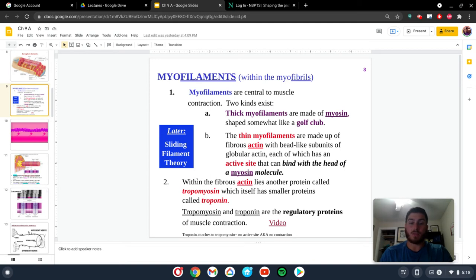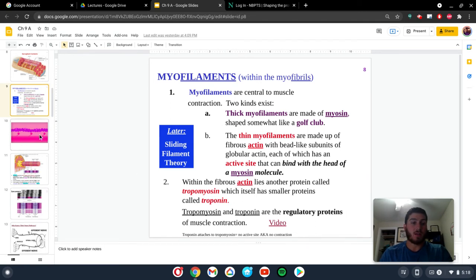And that is going to deal with these additional proteins right here. So actin is also going to be dealing with these other two proteins, tropomyosin and troponin. These are going to be regulatory proteins that do exactly that. They regulate how the muscle contraction occurs.